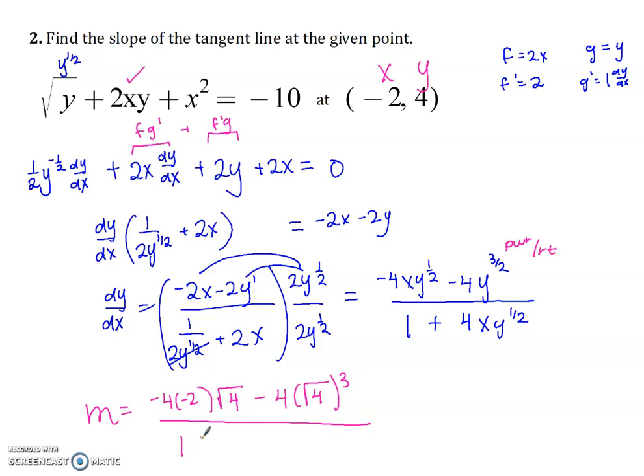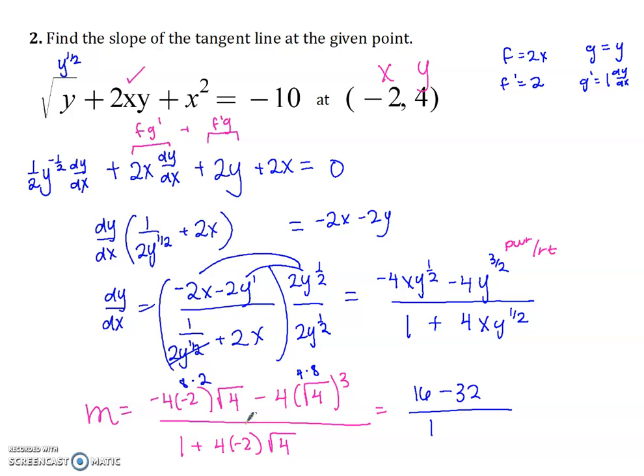And then on the denominator, I will have 1 plus 4 times x times the square root of y, so the square root of 4. So right here, this is going to give me negative 4 times 2, which is 8, times square root of 4, which is 2. So that'll be 16, minus square root of 4 is 2, then cubed is 8. So I'm going to have minus 4 times 8, so minus 32. Over, this will be 1.